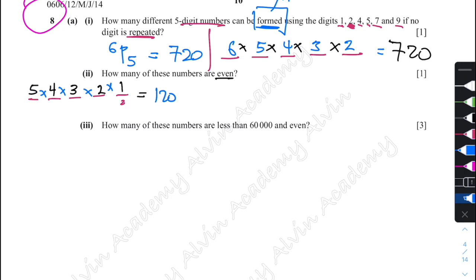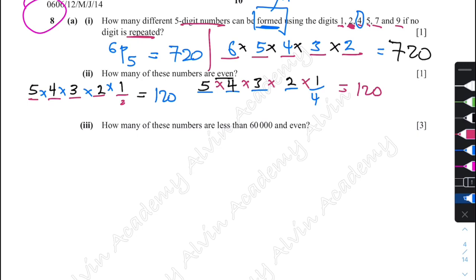You can also argue that for these 5 slots, there's another even number, which is 4. So if it ends with 4, there's only one way to choose 4. There are 6 digits, you've chosen 1, so it's left with 5. Any of those 5 can fill this slot. Now you've chosen 2, so any of the remaining 4 can fill here. Any of the remaining 3, any of the remaining 2. Then you multiply them out. This will also give you 120.